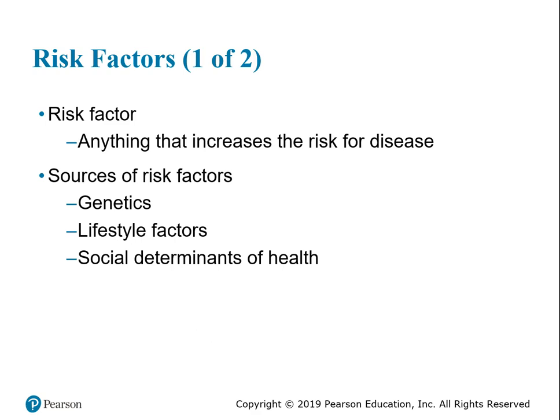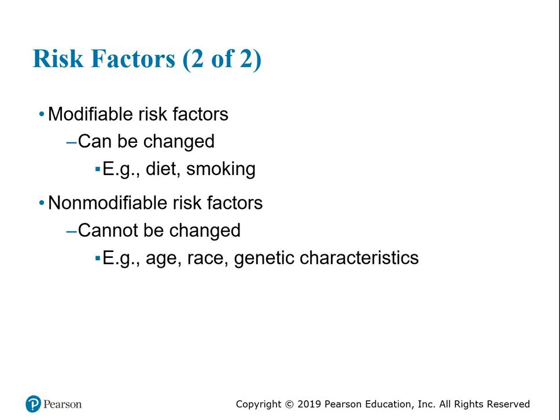So I mentioned risk factors, right? So what is a risk factor? Anything that increases the risk for disease, okay? Some sources of risk factors: genetics. That's a risk factor that you can't do anything about, right? Lifestyle factors like smoking, drinking, you don't exercise, right? Those are probably some things that you can do something about. Social determinants of health, in terms of access to healthcare and things like that. There are lots of things that fit under that category as well.